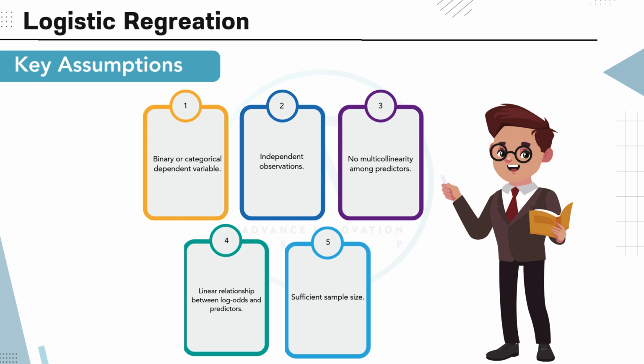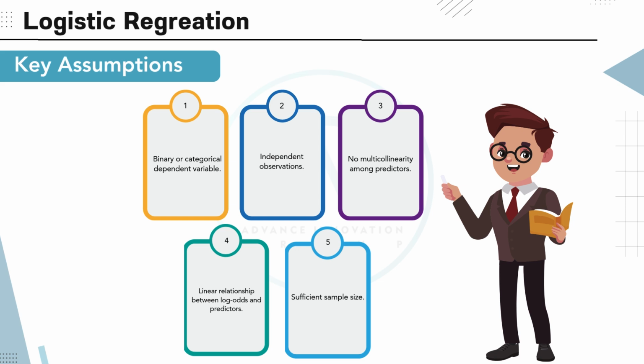4. Linear relationship between log odds and predictors. Although logistic regression models a nonlinear relationship, it assumes a linear relationship between the log odds of y and the continuous predictor variables. This is often checked using Box-Tidwell transformation or partial residual plots.